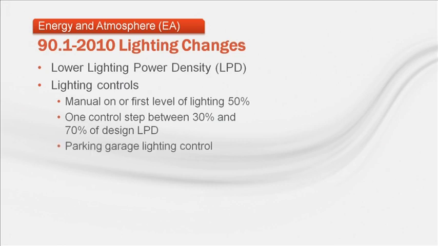Parking garage lighting controls are required, with lighting levels reduced by at least 30% when no activity is detected for a maximum of 30 minutes. And half the receptacles must be able to automatically shut off, for example, at night.